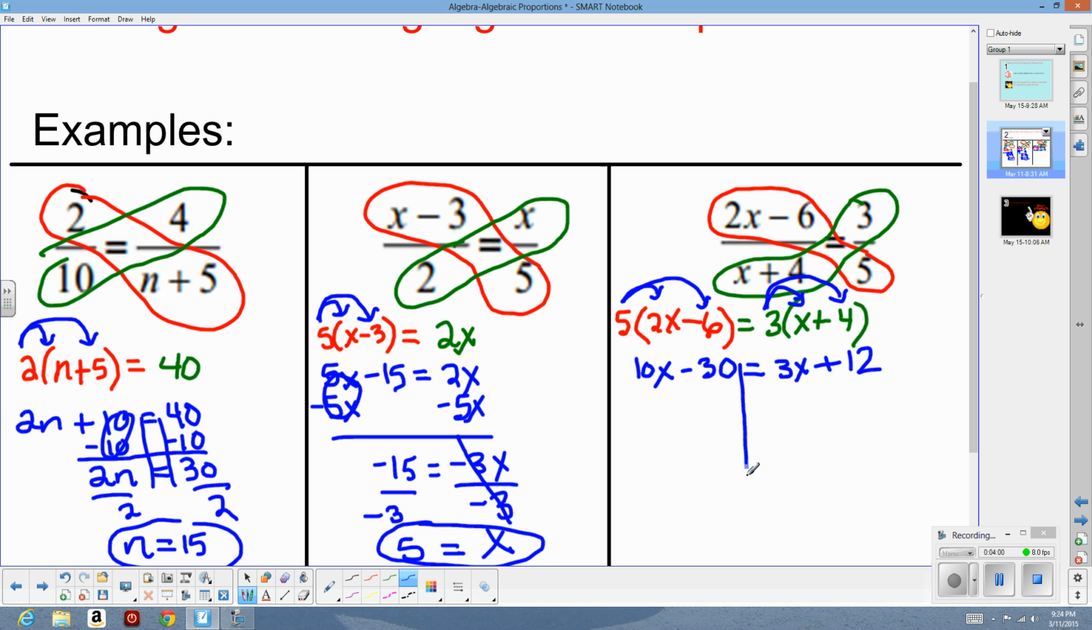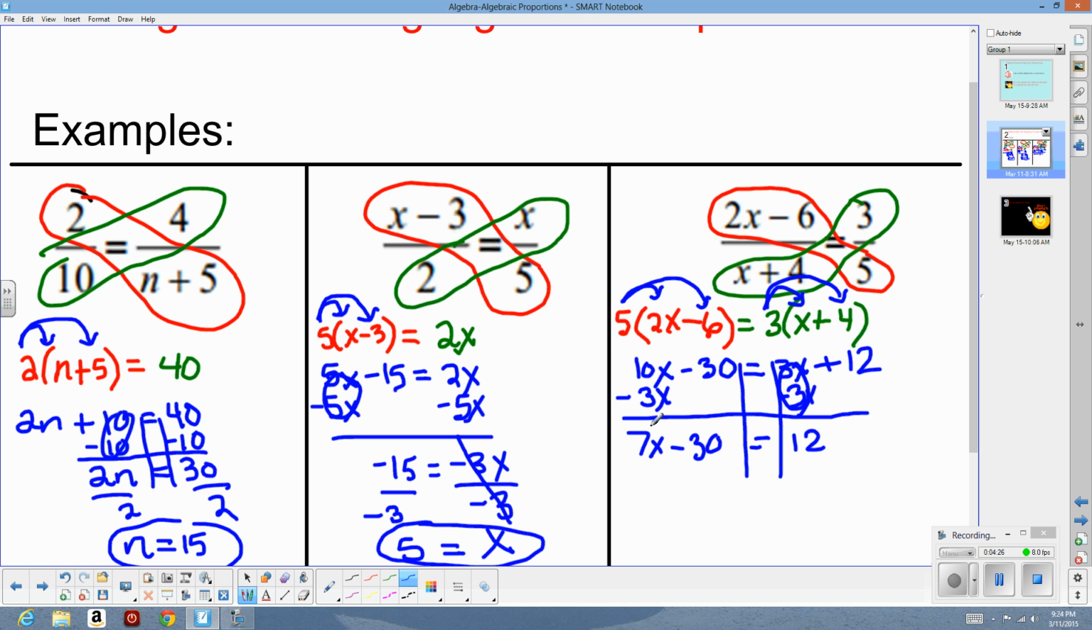Now we have variables on both sides, so we either get rid of the 10x or the 3x. I'm going to get rid of the 3x by subtracting 3x from both sides. Make sure you're taking away the x's from the other x term. 10x minus 3x is 7x. Bring down the minus 30 equals, and on this side this would be gone and you're left with a positive 12.